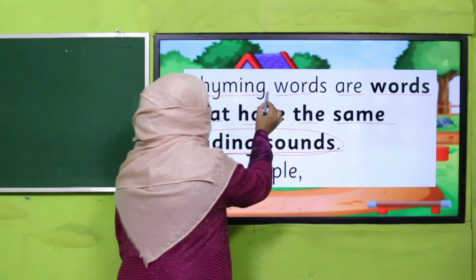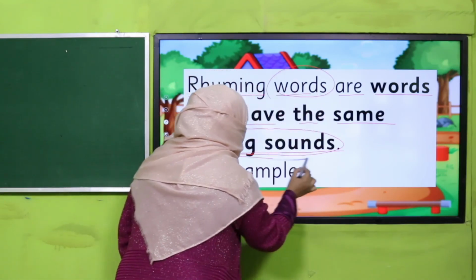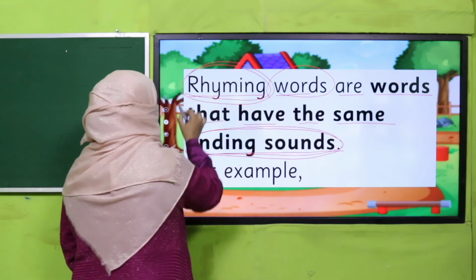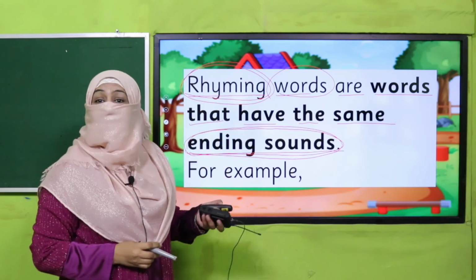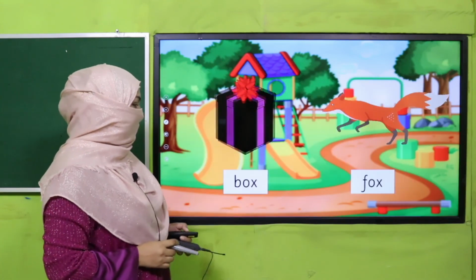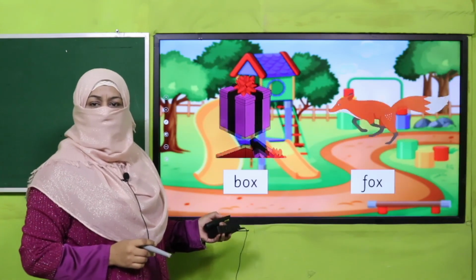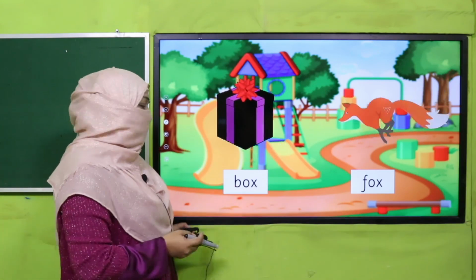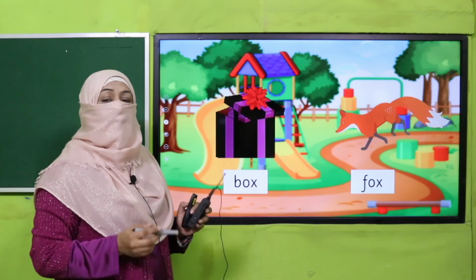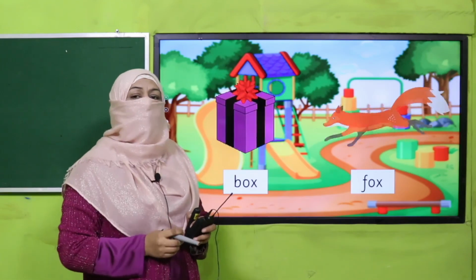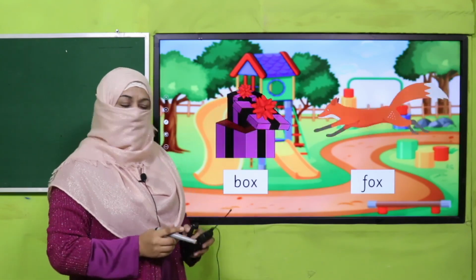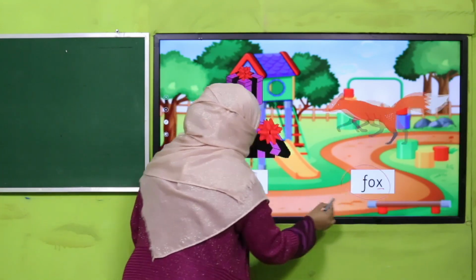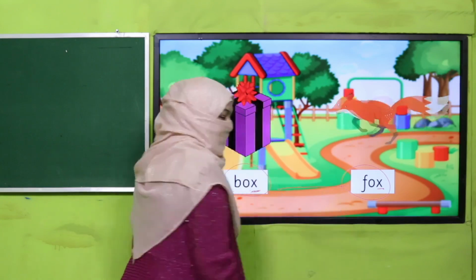And if two words have the same ending sound, what are they called? They are called rhyming words. For example, box, fox. Now, when we say these words, even by looking at them, we can find it, but when we say and hear box, fox, their ending sound is the same. That's why they are rhyming words, right?